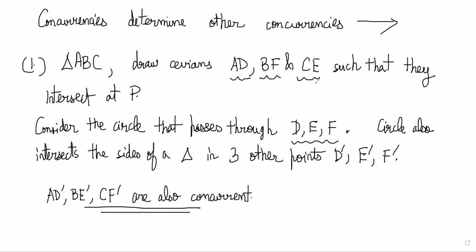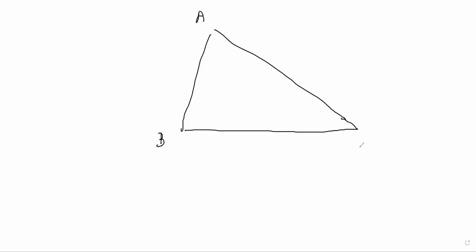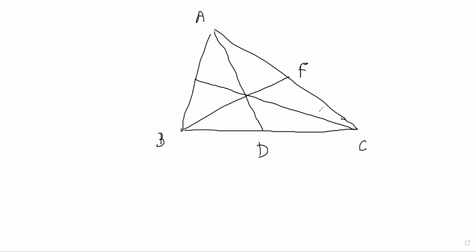Try it out. Basically, the idea is this. I will just draw a rough figure to explain what this first one is. So let's say we have a triangle here, ABC. Just draw 3 Cevians. This is AD, this is BF, and this is CE. These are 3 Cevians that are concurrent at P. Now, what you should do is draw a circle that passes through E, F, and D. So it will be like a circumcircle like this, right? My drawing is not very accurate, but you should imagine it like this.